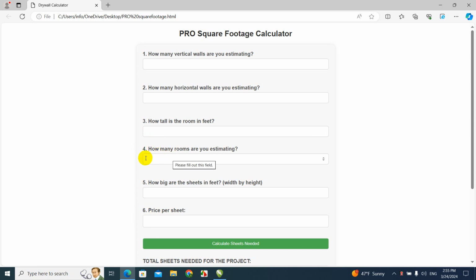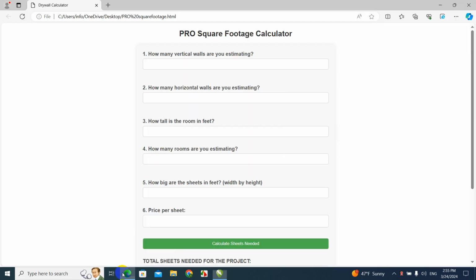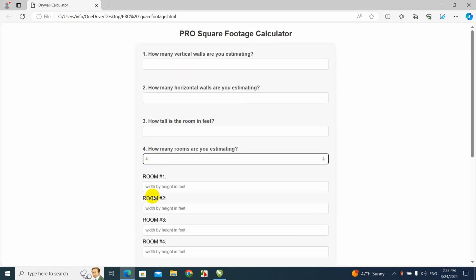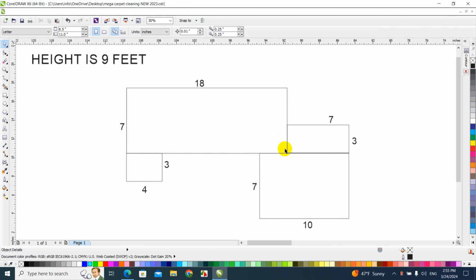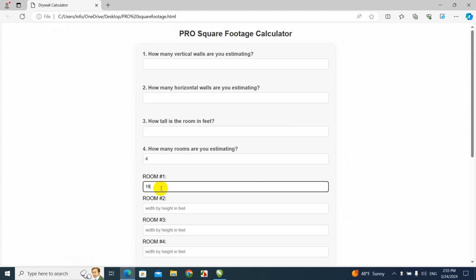So we're gonna focus on question number 4. How many rooms are you estimating? Let's look at the diagram, and there's 1, 2, 3, and 4 rooms. So we're gonna type that in the calculator. 4 rooms we are estimating. What are the measurements, width and height, in feet? So we're gonna estimate not the height but the width, okay? So it's 18 by 7. We're gonna type that here, 18 by 7 in room number 1.